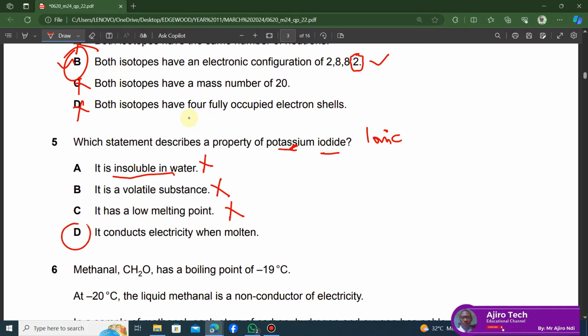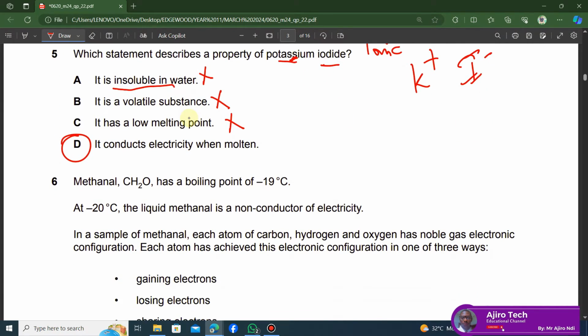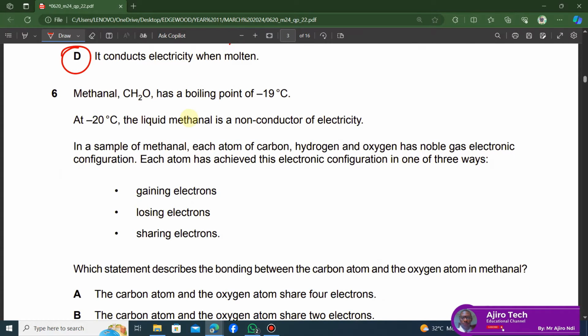So we are left with the one which says it conducts electricity when it's in the molten state. Okay, so when you apply heat to this, the ions will split off to form potassium ion and the iodide ion in the molten state. So that's what makes that correct, and it will conduct electricity in that state. Okay, so we have question 6.